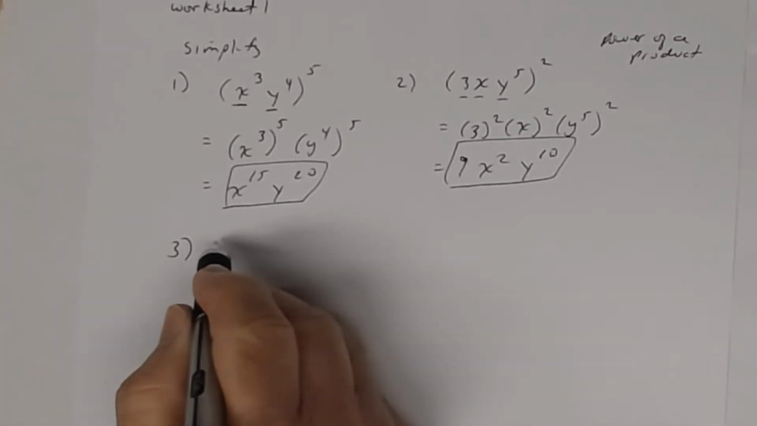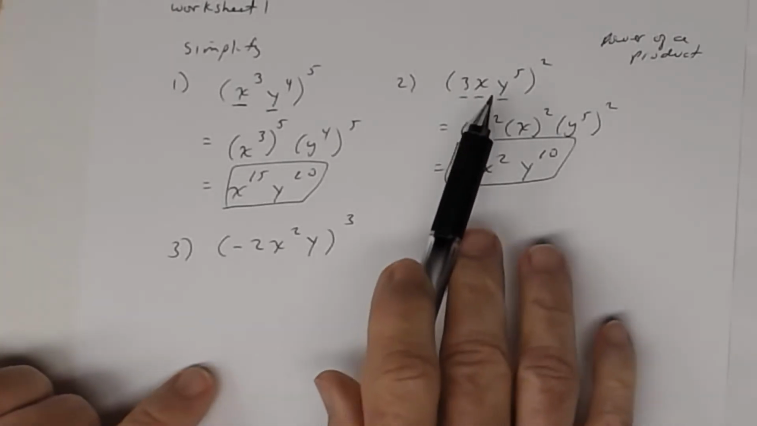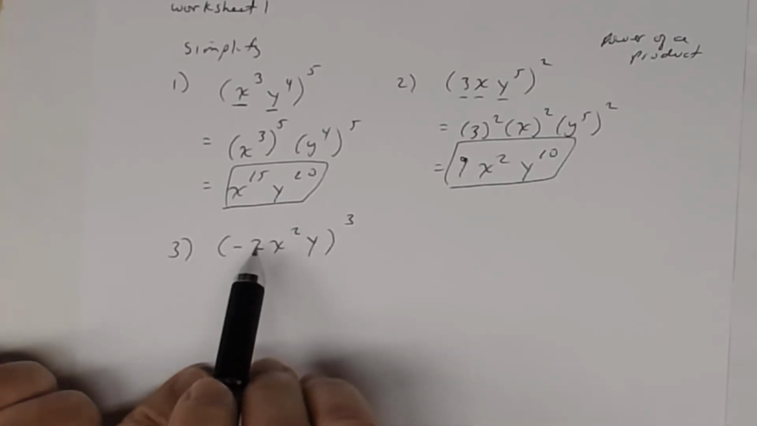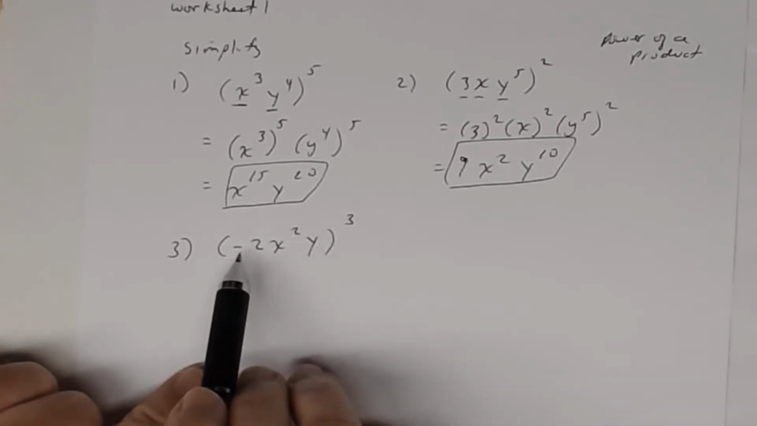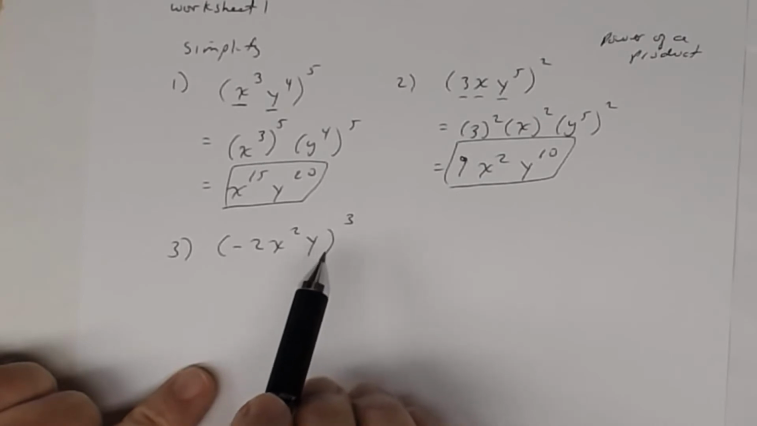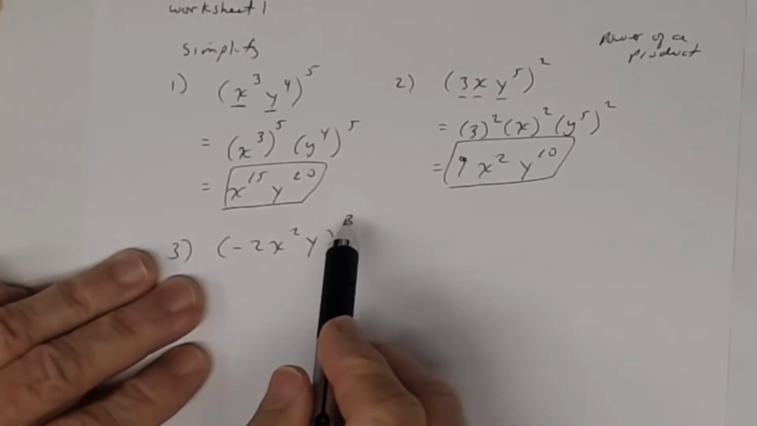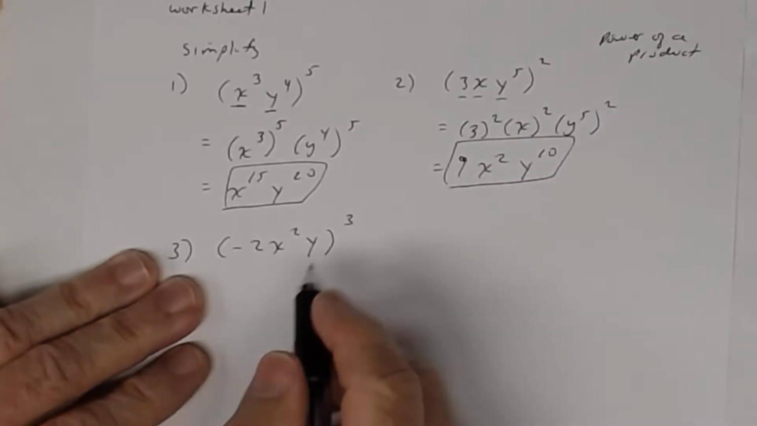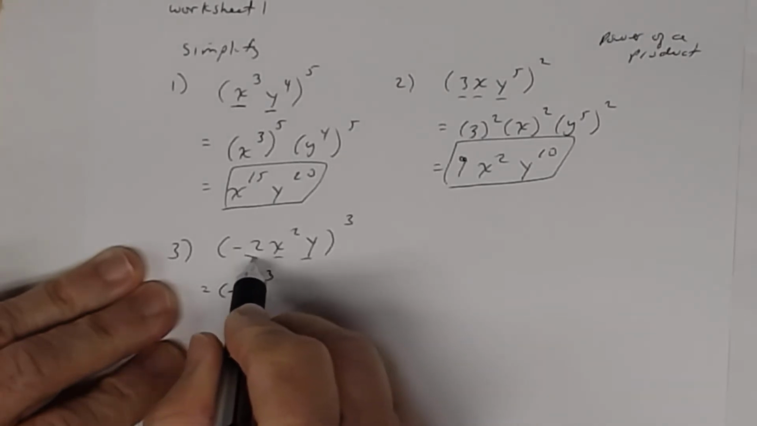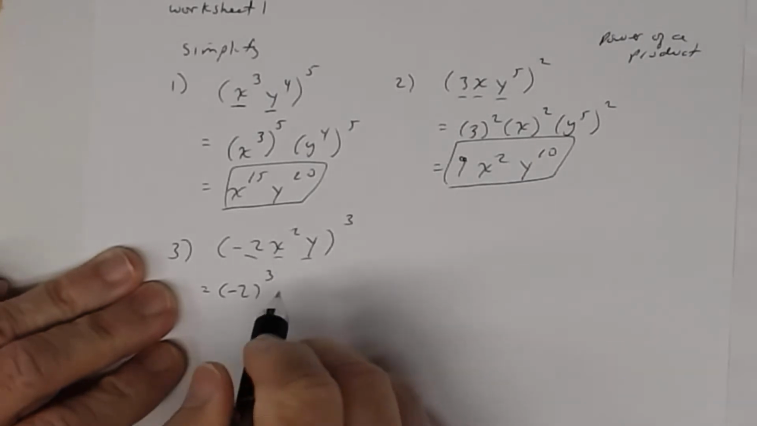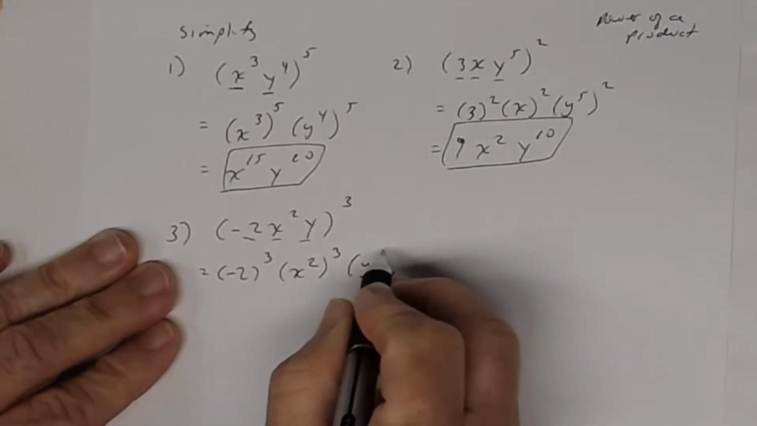All right, and number 3, we have negative 2x squared y raised to the third. It looks very similar to number 2, except you've got to be careful when you have that negative inside the parentheses, especially if it's being raised to an even power. Because if you're not careful, if this is an even power, you may get the wrong answer. So just be careful. Again, using the power of a product, I take each of those factors and raise it to the third power. So negative 2 to the third times x squared to the third times y to the third.